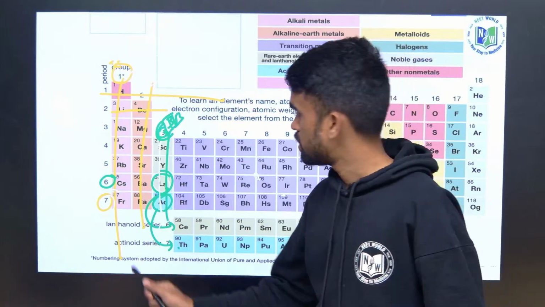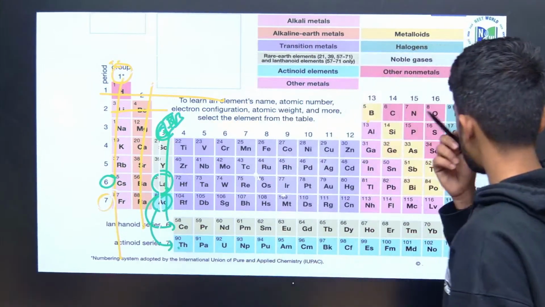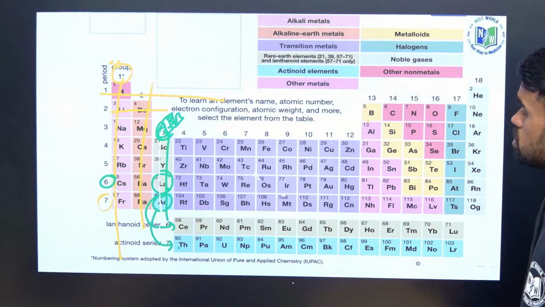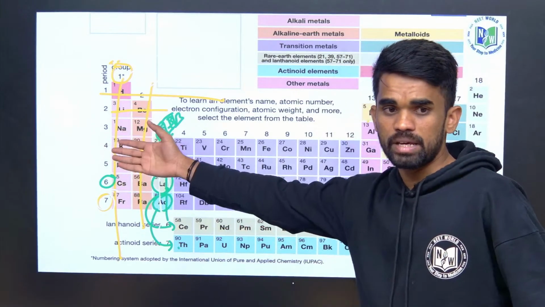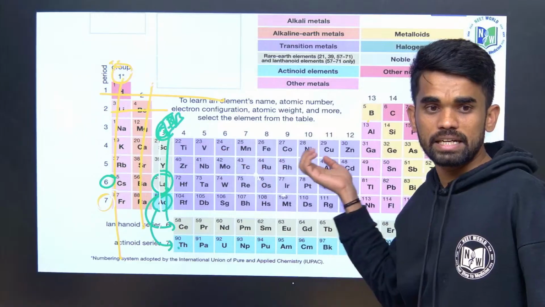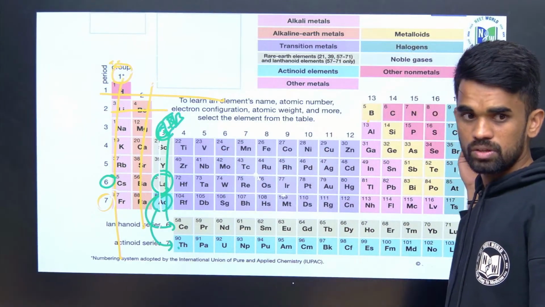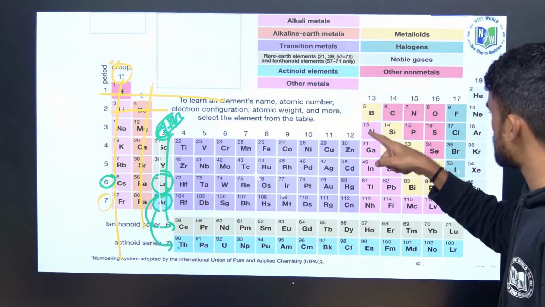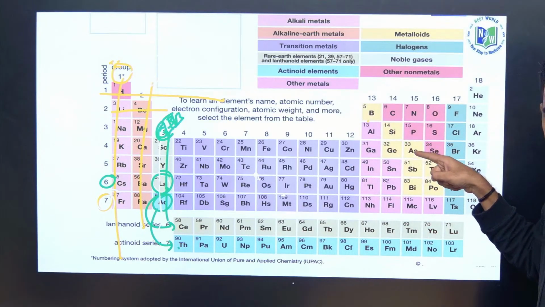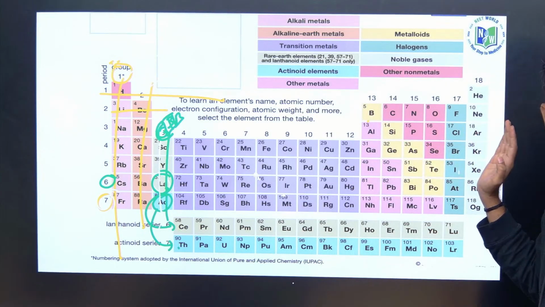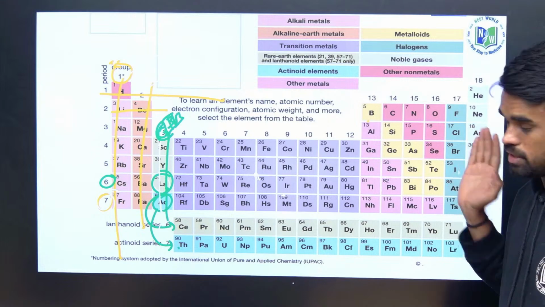Is that clear? Yeah. Next thing is, these are metals. As we go from here to here, metallic nature decreases and non-metals are on this side. So metals are from here to here, this yellow line series is the metalloids, and these are non-metals. Is that clear or not? Yes.